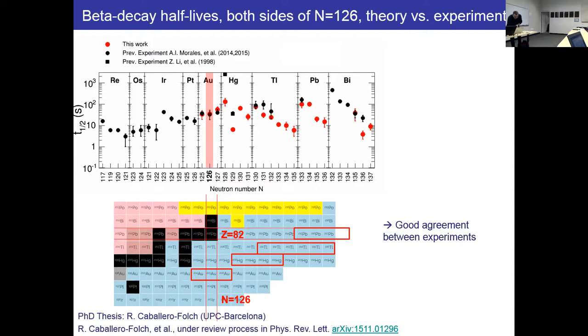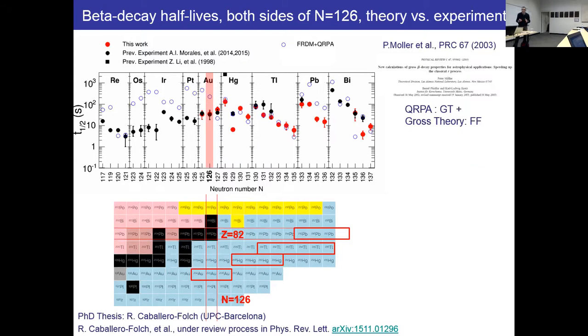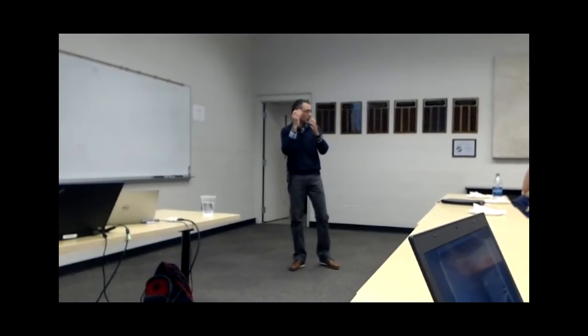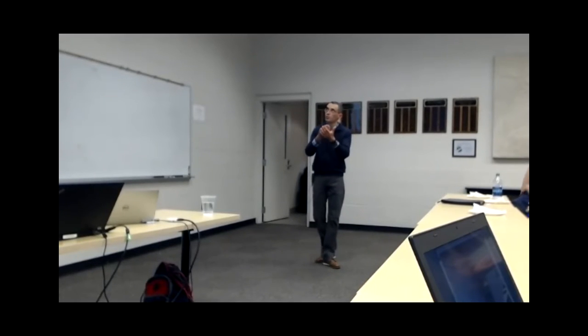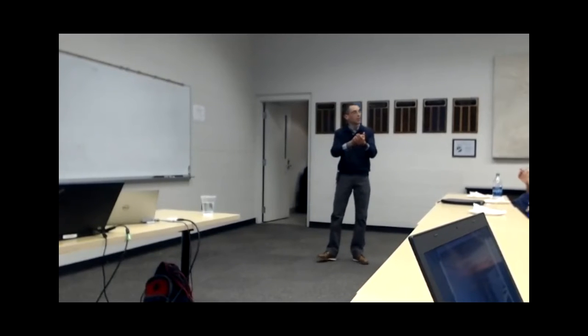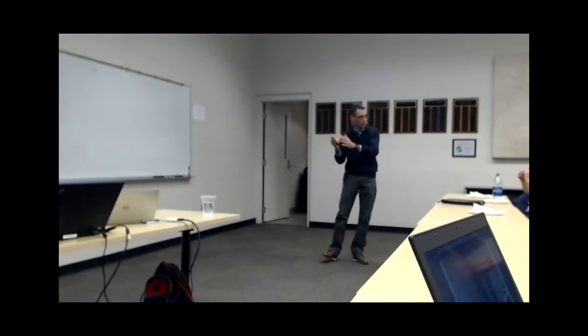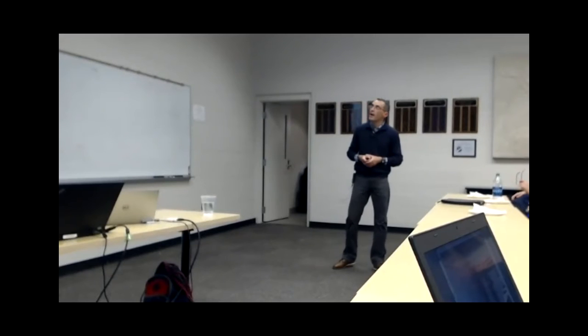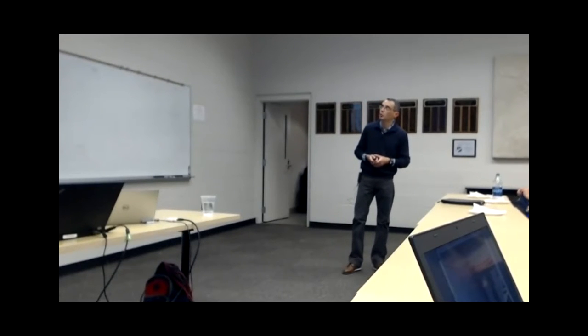And now I come to the interesting part. The message is, okay, if we cannot get to the r-process path, at least let's go as close as possible to it, and let's compare with models. And then if we find any model which can reproduce the data well, then we can rely on it to extrapolate, to use this model to go to the r-process and predict half-lives and neutron branchings.